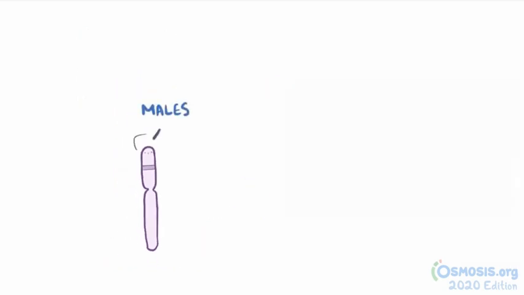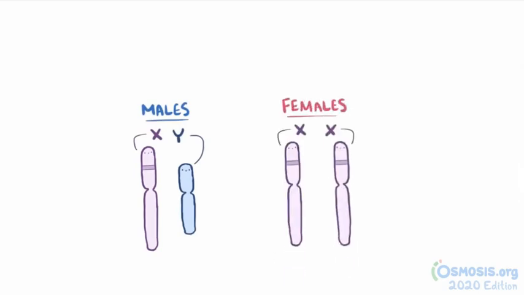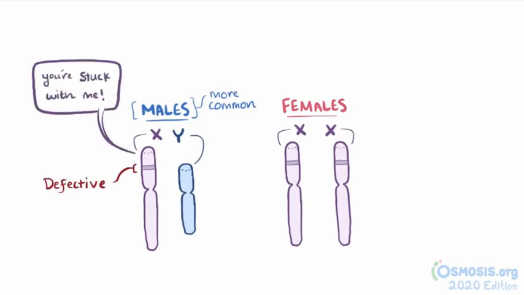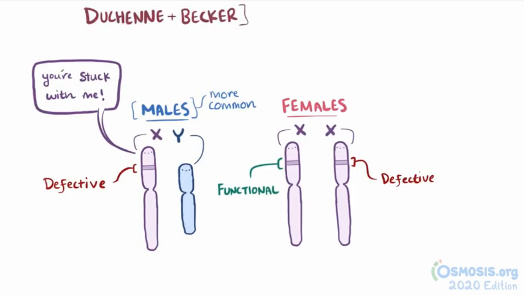Now, males have one X and one Y chromosome, right? And females have two X chromosomes. This means that muscular dystrophy is way more common in boys, because they only have one copy of the dystrophin gene, and if that copy is defective, it's the only one available to muscle cells, whereas girls with a defective dystrophin gene might have another functional one. Since this is linked to the X chromosome, both Duchenne and Becker muscular dystrophy are called X-linked recessive.